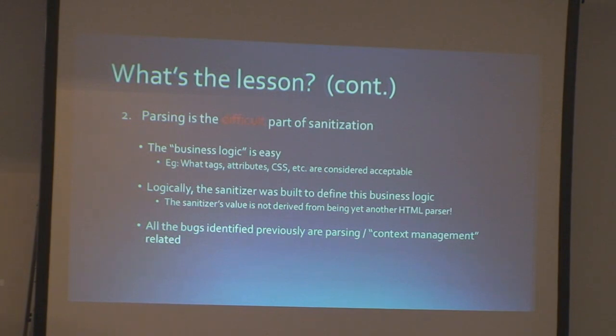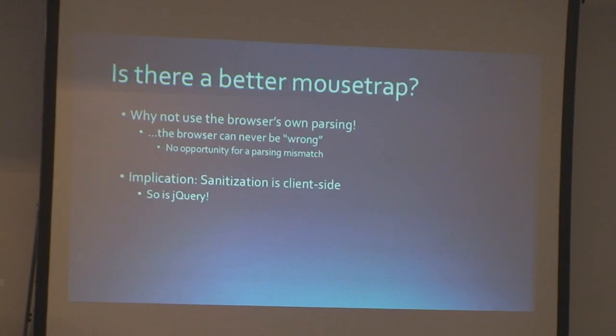Logically, the sanitizer was built to define just the business logic, and its value isn't actually derived from being yet another HTML parser. And if you think about it, all the bugs we looked at previously are really all about that parsing and context management. So maybe we can get rid of that. So why not just use the browser's own parsing? Even if the browser is sort of wrong in what it's doing in some sense, there's still only one thing in that case. There's no separate parsing in the sanitizer and parsing in the client side. It's just one thing doing the parsing, so it can't really be wrong.